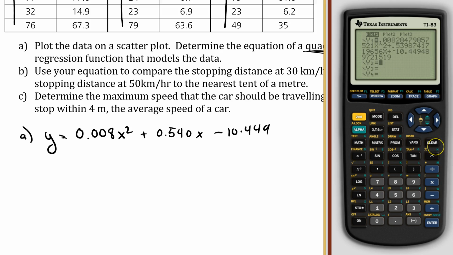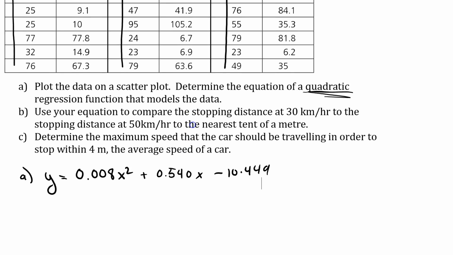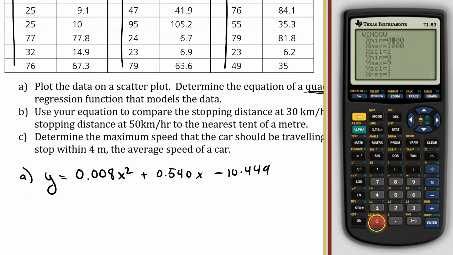I'm just going to clear my y2. My y1, that's where my quadratic is, and I'm going to see a graph of this thing. Okay, so I need to change my window settings, and I'm going to put my y min at 0, because we're looking at our speed, it's never going to be negative.